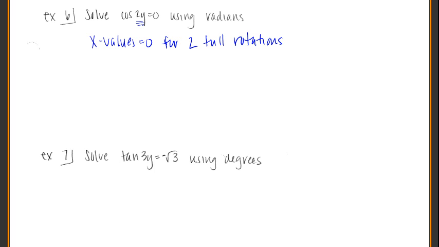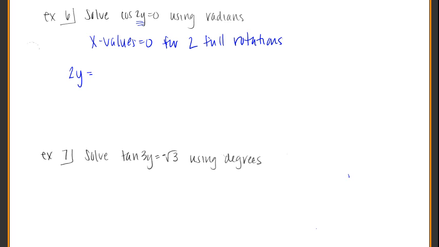That's what that problem says. When it says cosine of 2y equals 0, it's asking when do my x values equal 0 for 2 full rotations. Okay, so what we're going to do is start with our angle. Our angle is 2y. It's not just y, it's 2y. And then for 2 full rotations, I want to list out in radians when I have x values of 0.